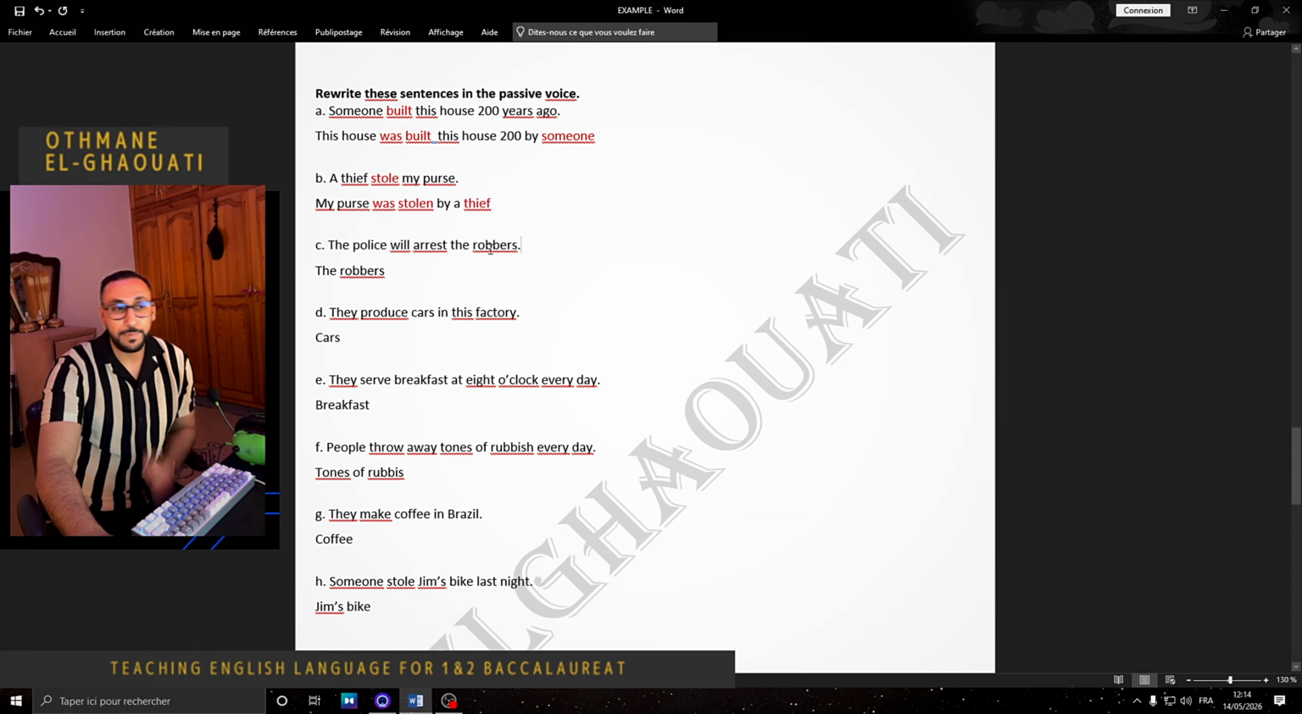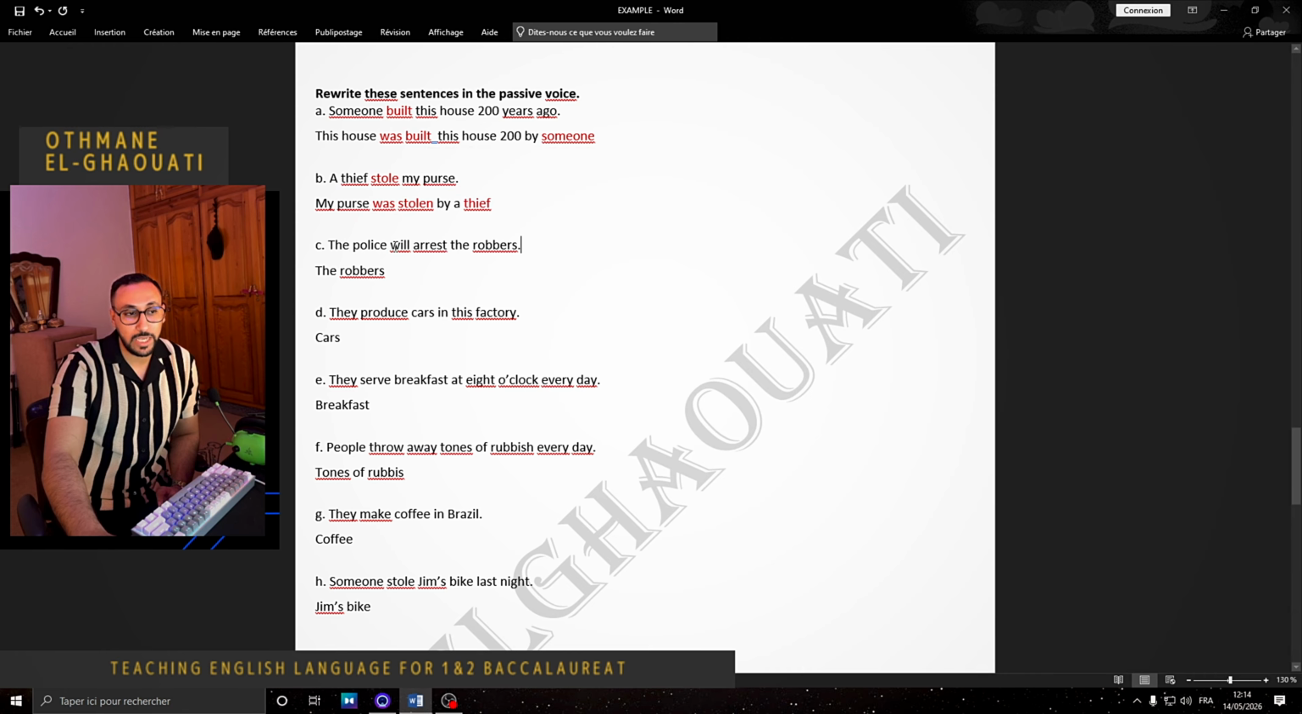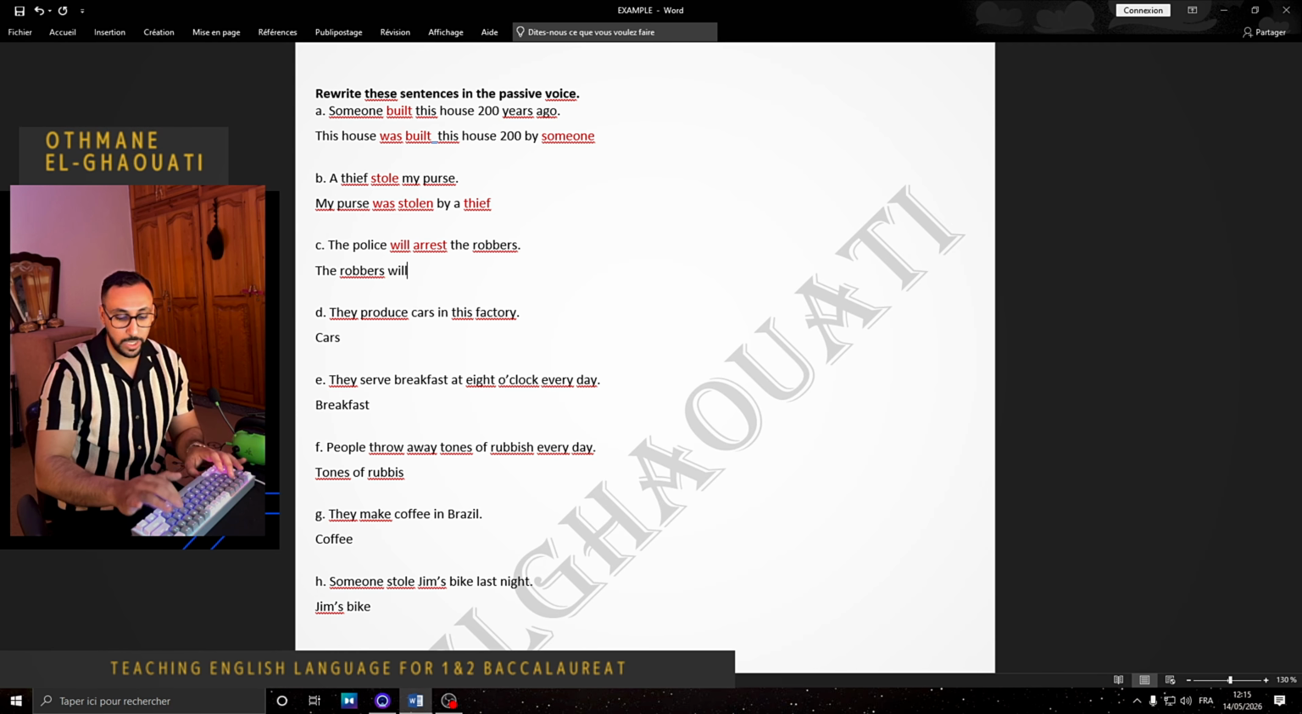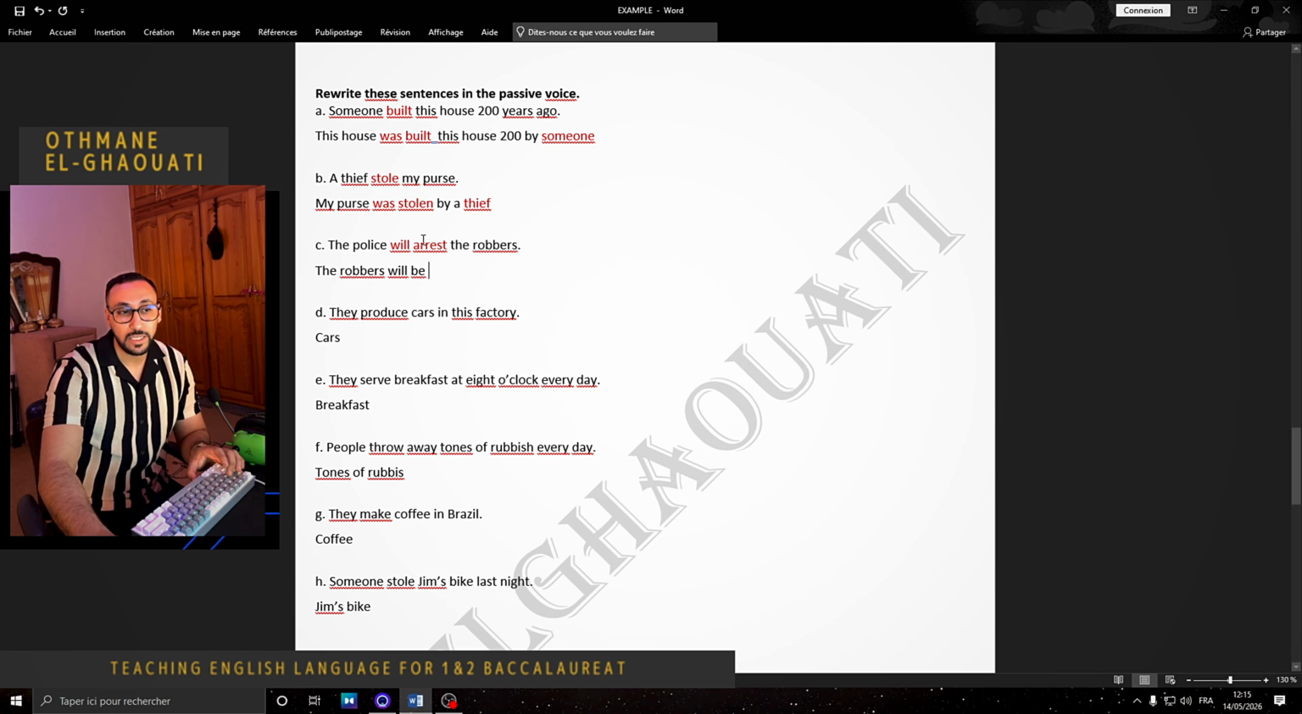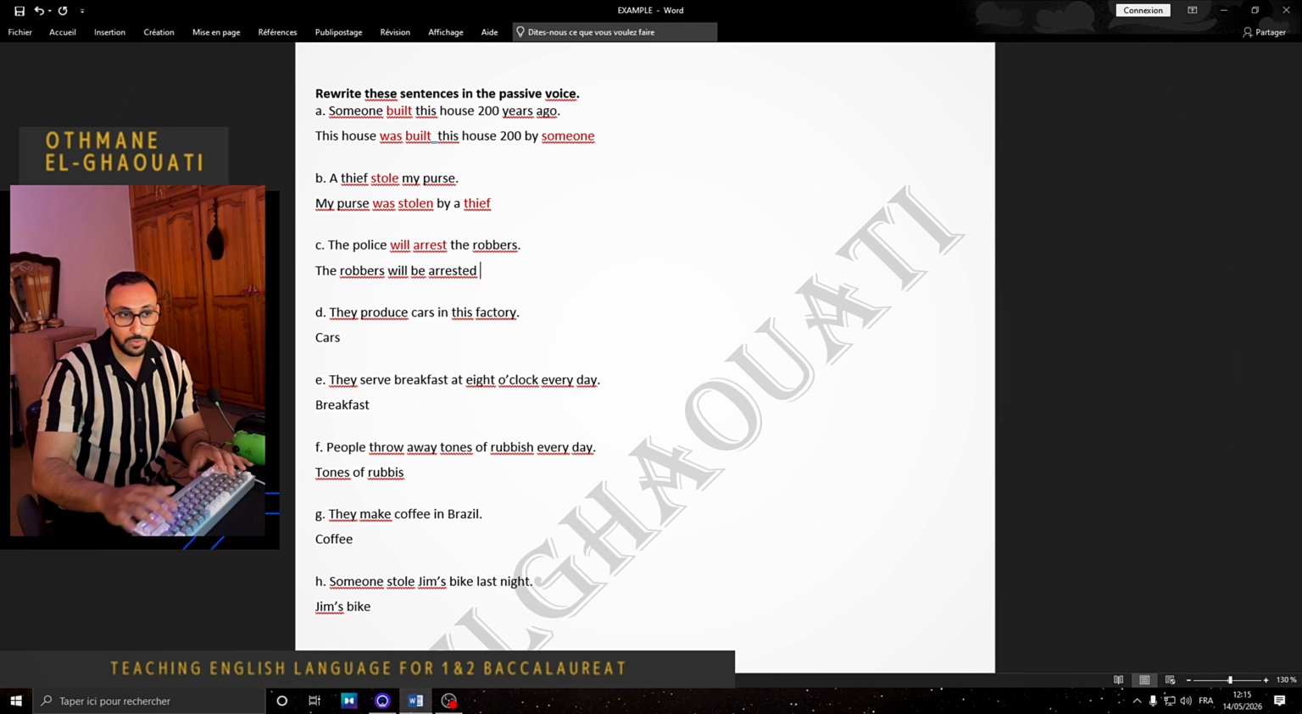Okay, the police will arrest the robbers. Here we have a modal and we have the infinitive next to it. So we need the verb to be in the infinitive. The robbers will be, and this one is in the infinitive in the active form because of the modal before it, and then here it becomes the past participle. So arrest becomes arrested by who? By the police.